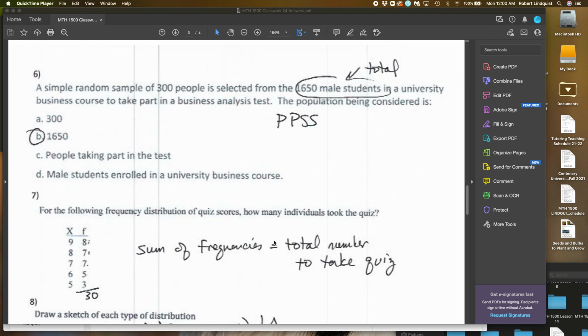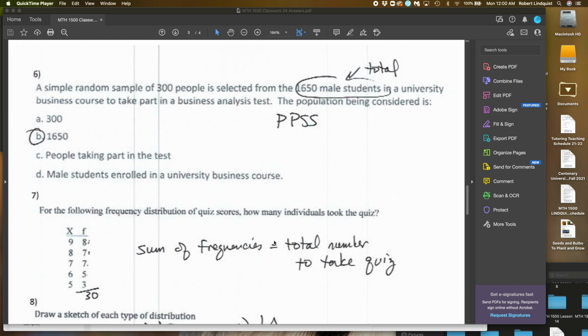Okay, number 6. A simple random sample of 300 people is selected from the 1,650 male students in a university business course to take part in a business analysis test. The population being considered is the 1,650. Remember PPSS, population parameter. Parameters are some part of the population in the survey and sample. So the population's all the ones that we're talking about here, which is the 1,650 male students.